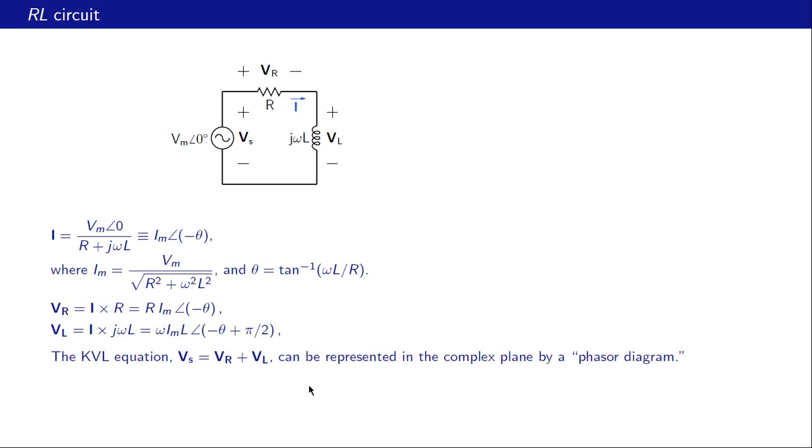And to do that, we require Vs, which is Vm angle 0, and Vr, Vl. Let us look at Vr first. What is Vr? Vr is I times the impedance of the resistor, which is R. So that is R times Im angle minus theta, because our I is Im angle minus theta. What about VL? VL is I times the impedance of the inductor, which is j omega L. Now this j is nothing but angle pi by 2, and I is Im angle minus theta. So therefore this quantity is omega Im times L angle minus theta plus pi by 2.